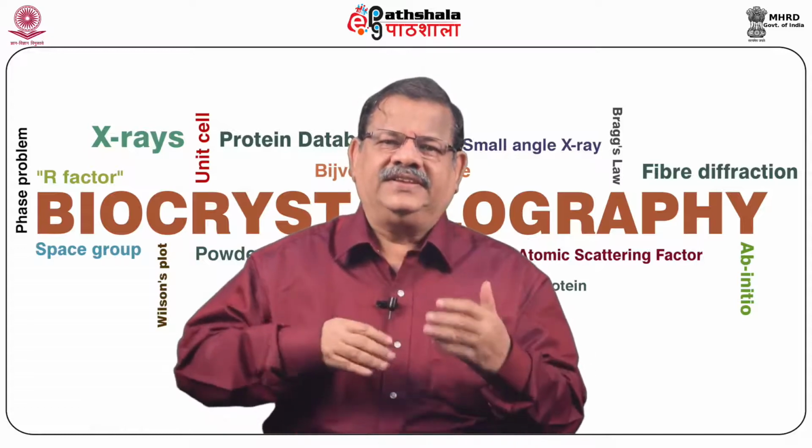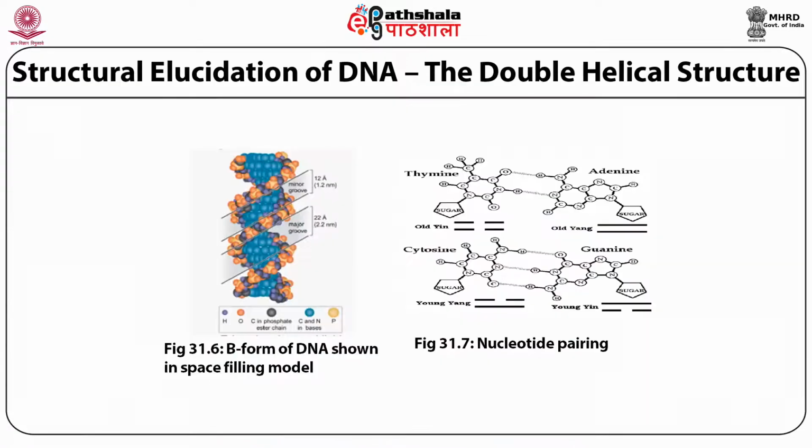We call these ATGC base pairs. This shows two figures. Figure 31.6 shows the B form of DNA in the space filling model, and figure 31.7 shows the nucleotide pairing for the four bases thymine, adenine, cytosine and guanine. In figure 31.6 we can clearly see the major groove and minor groove. In the major groove we have more space, in the minor groove little space, and the diameters of the major groove and minor groove are marked as 12 angstrom and 22 angstrom respectively.